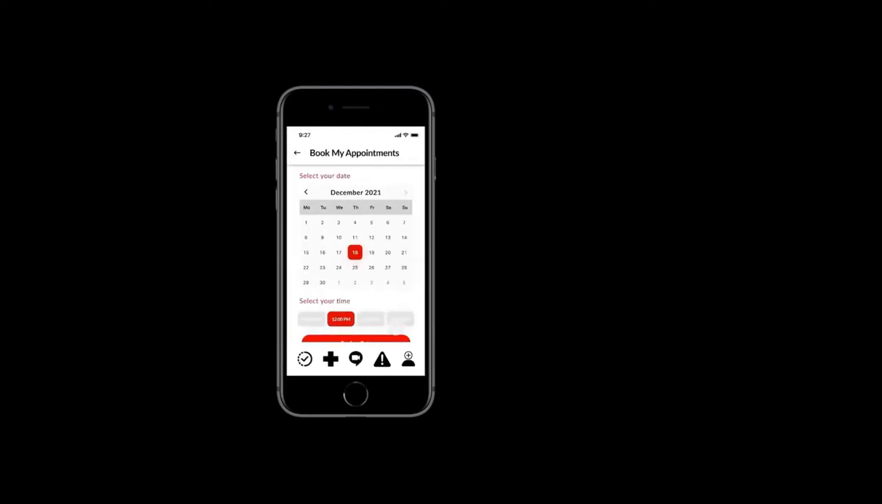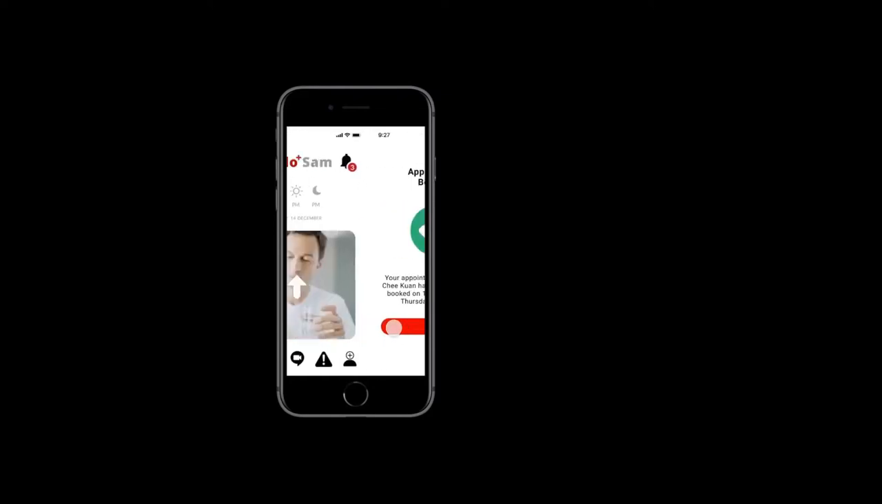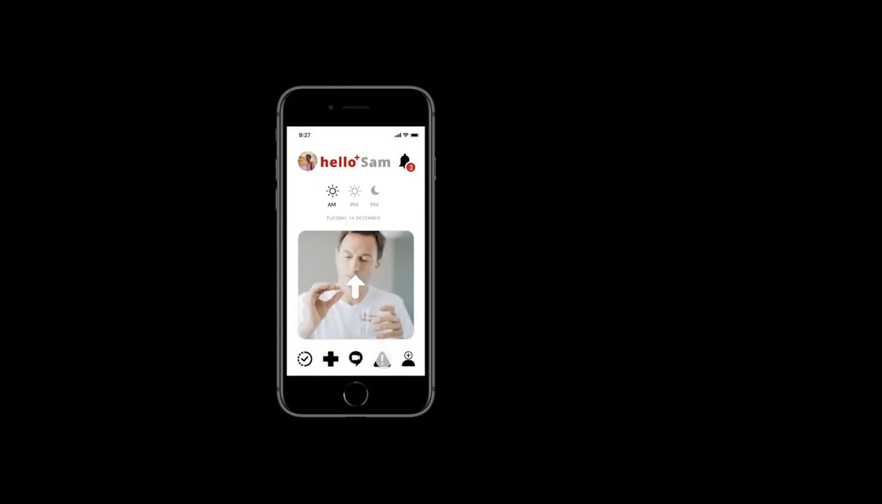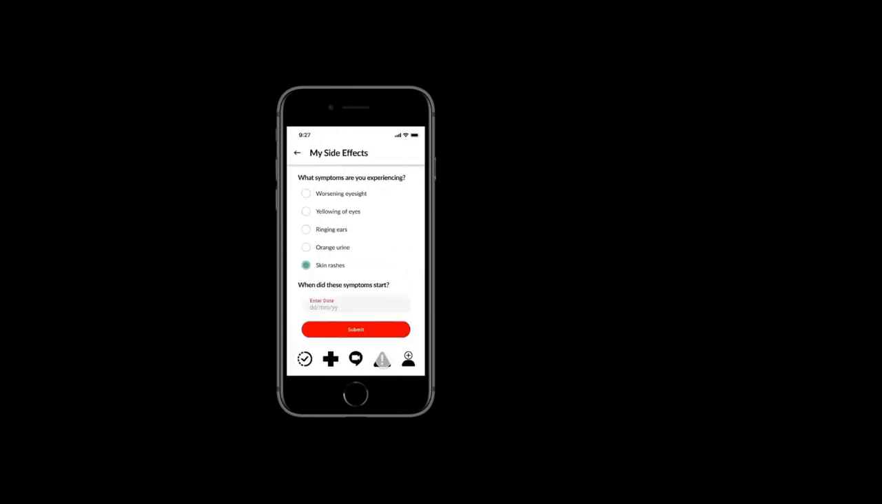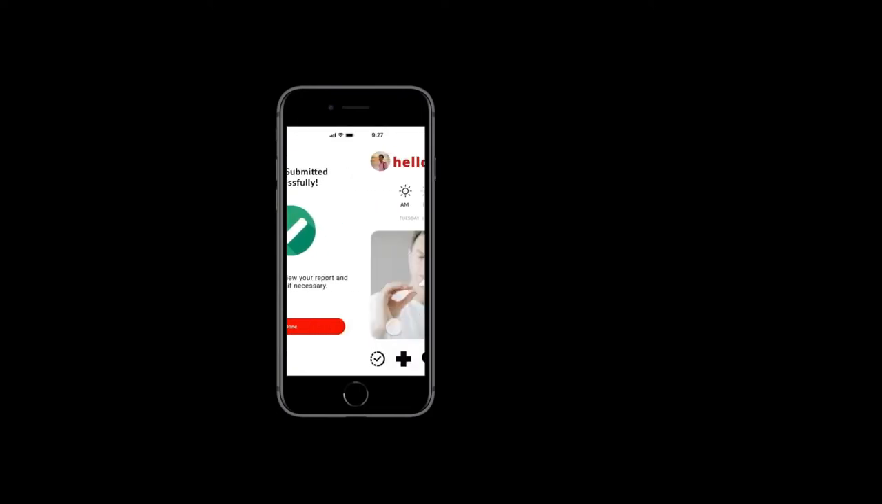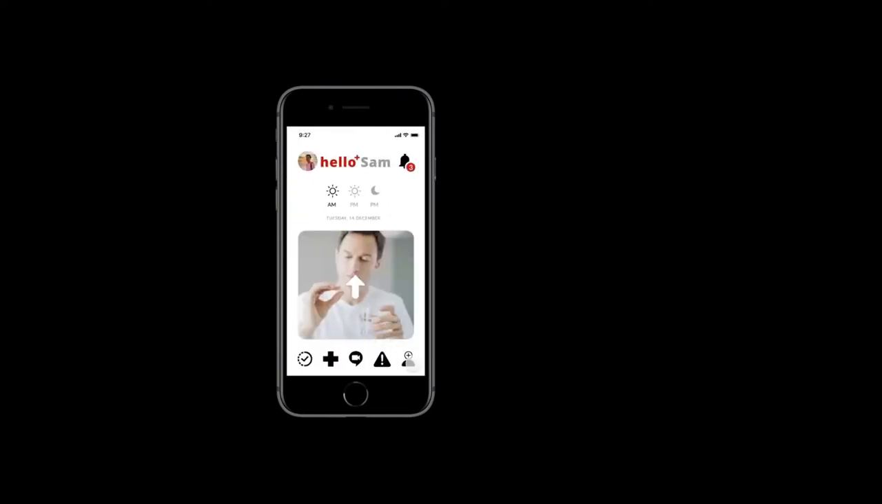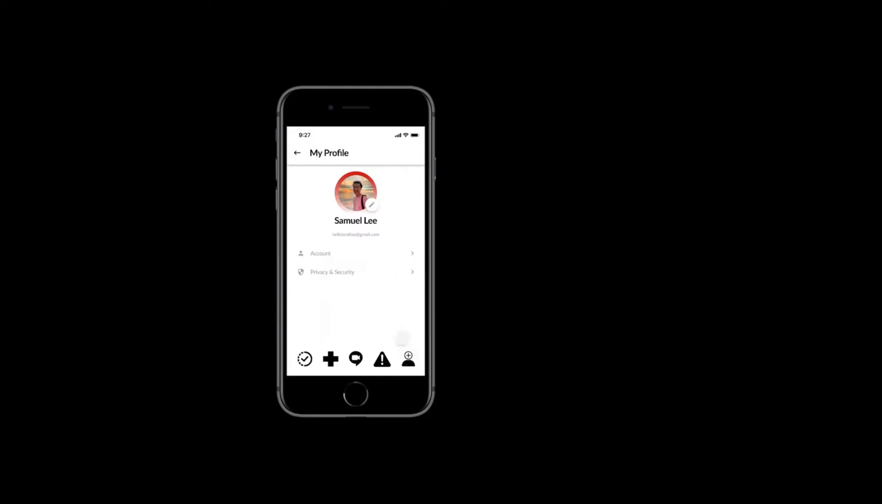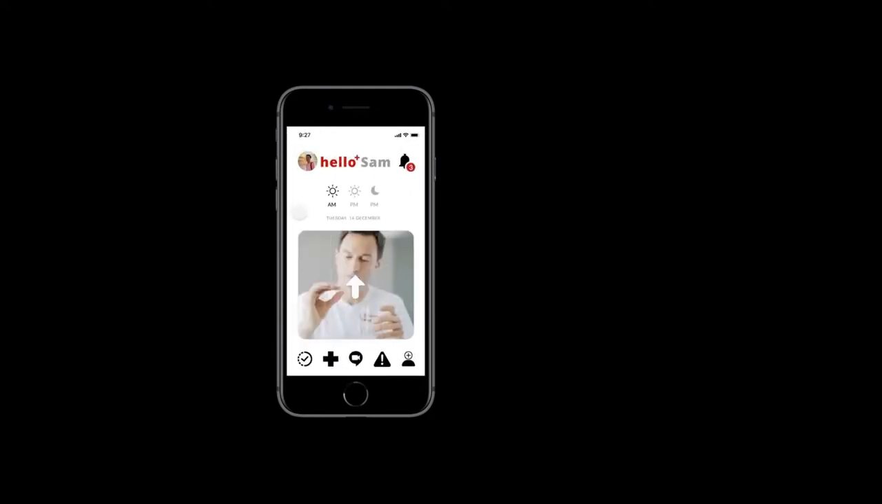You can also book an appointment with your doctors through the calendar, instead of calling the clerk and liaising with the clerk. So it'll be easier on everyone. So these are the side effects reporting for the medications, if any. And you're able to access your own account to confirm that this is your account.